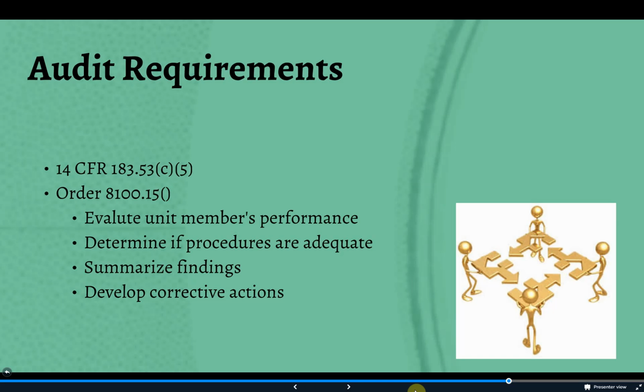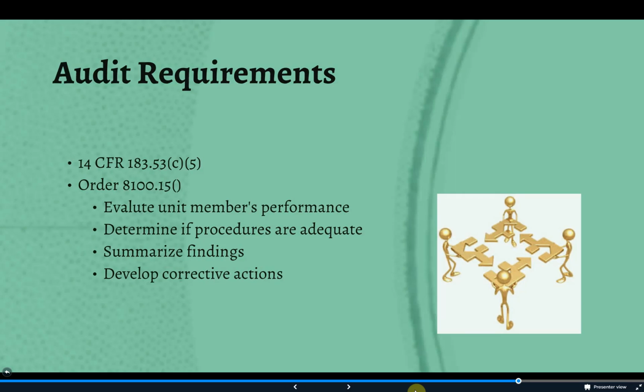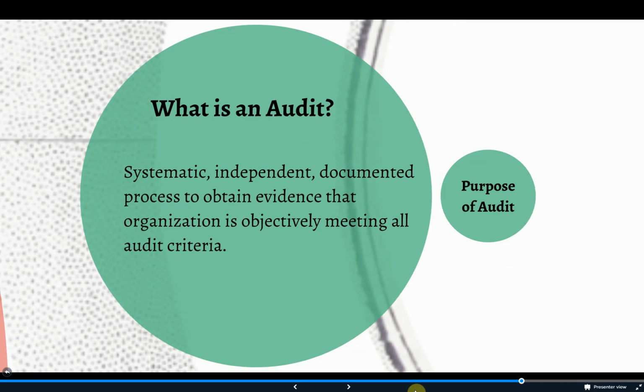And then finally, in developing corrective actions, Star must perform a root cause analysis to identify the best resolution, as well as establish a timely schedule for completing the tasks. So what is an audit? By definition, an audit is a systematic, independent, and documented process for obtaining evidence and evaluating an organization objectively to determine the extent to which all audit criteria are fulfilled.